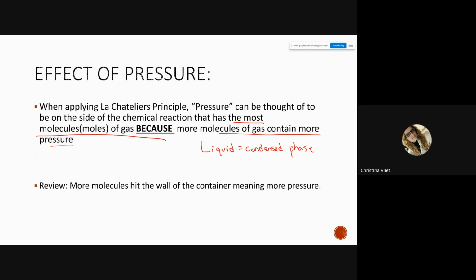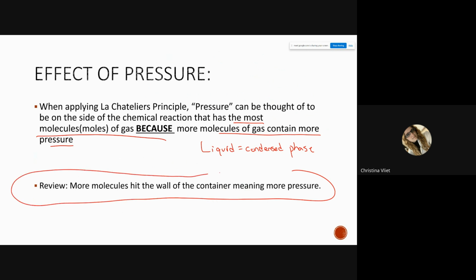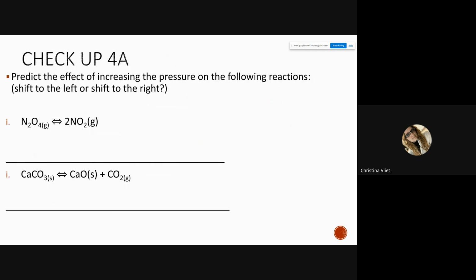It's important to note, and I wrote this as review from when we studied gases, that the more times molecules hit the wall of whatever container we have, the more pressure we have. So what you're going to be analyzing here in an increase in pressure is the side of the reaction that has the most gas, because that's the side that's going to be affected by an increase in pressure. So let's see what that means. Let's take a look at it.